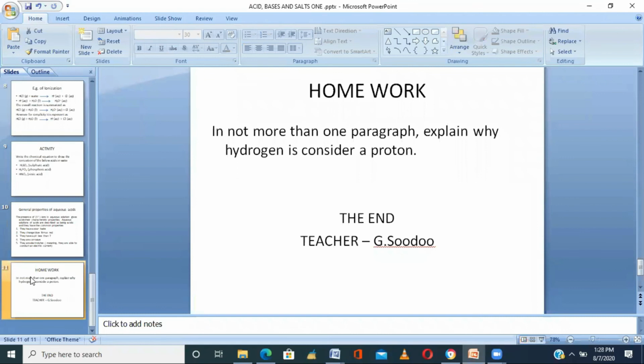And for your homework, in not more than one paragraph, I want you to explain why hydrogen is considered a proton. All right? So, basically, that's it for today's lesson. And that's how I'm going to do them. I'm going to break it up, put them in PowerPoint, and teach you.